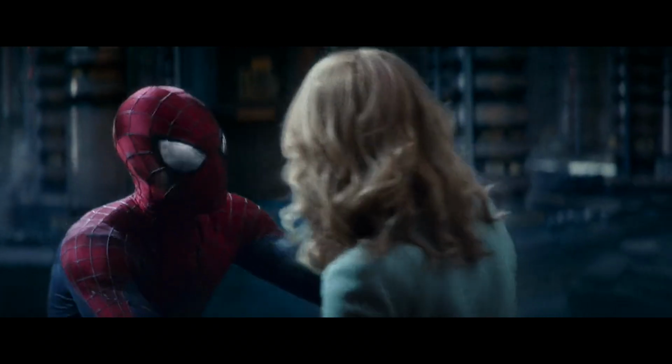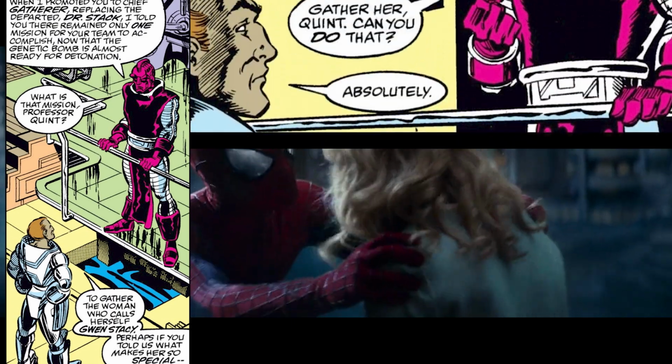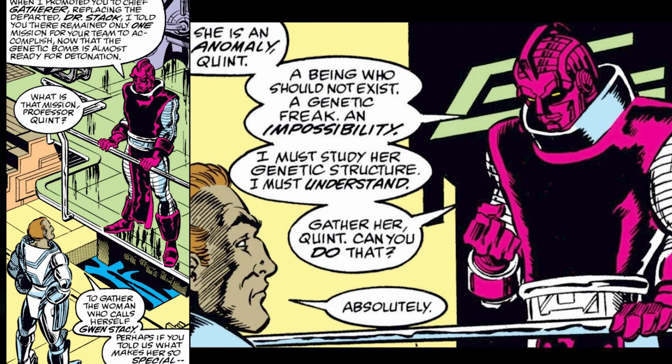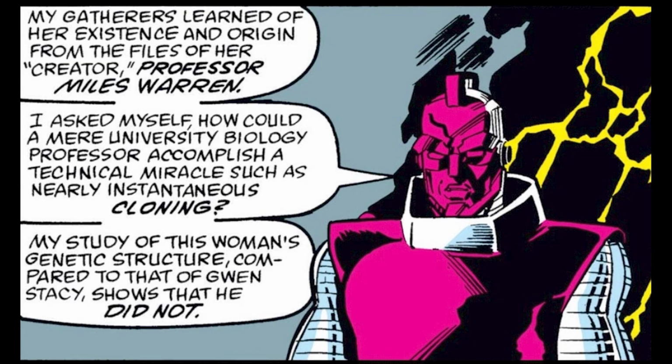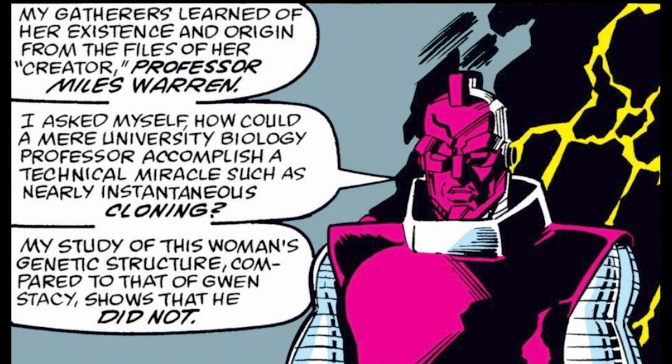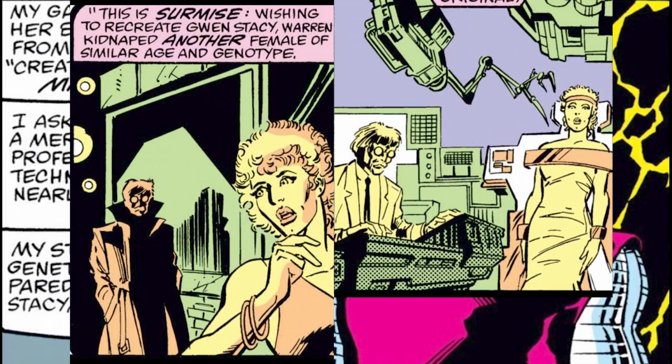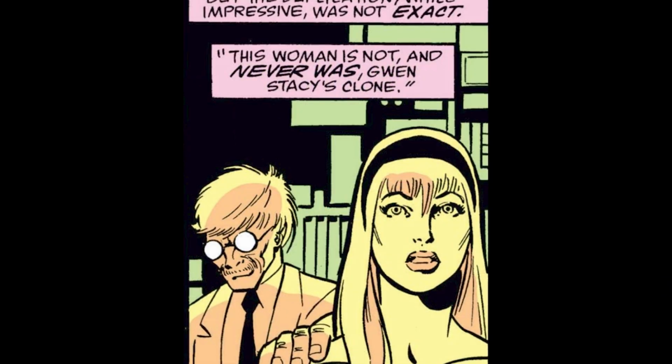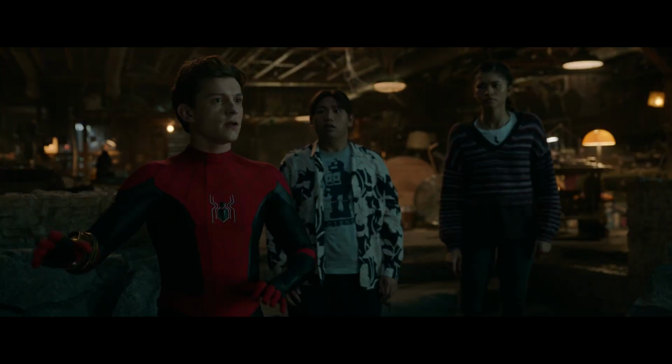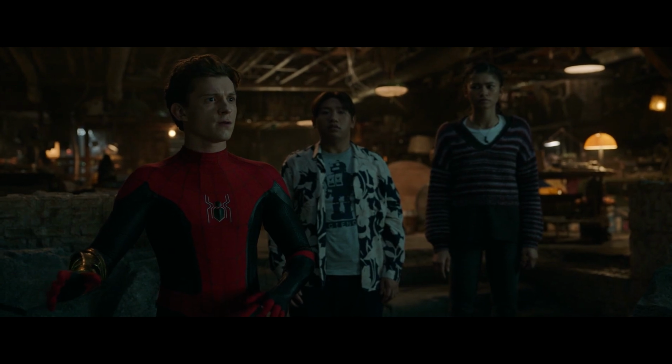Peter and the clone of Gwen Stacy reunite while the High Evolutionary soldiers attempt to capture her. Here we learn that Warren didn't technically succeed in the instantaneous cloning that he claimed to. He just kidnapped another nameless woman and modified her DNA to become Gwen Stacy. It doesn't make any sense in context either, trust me.